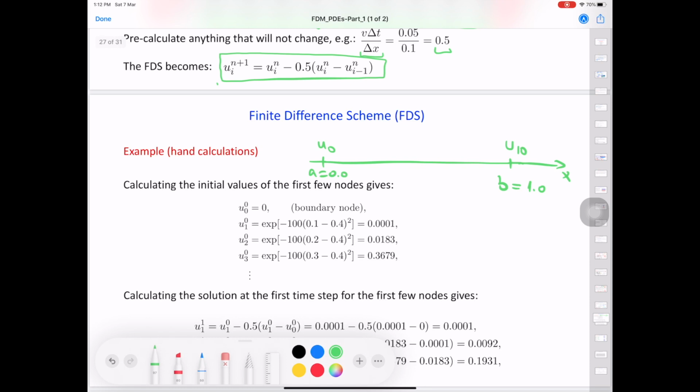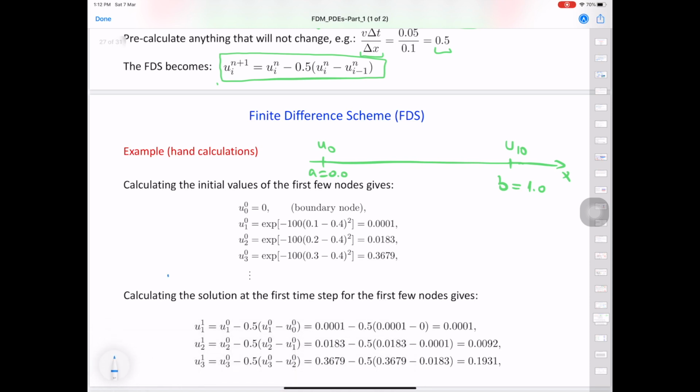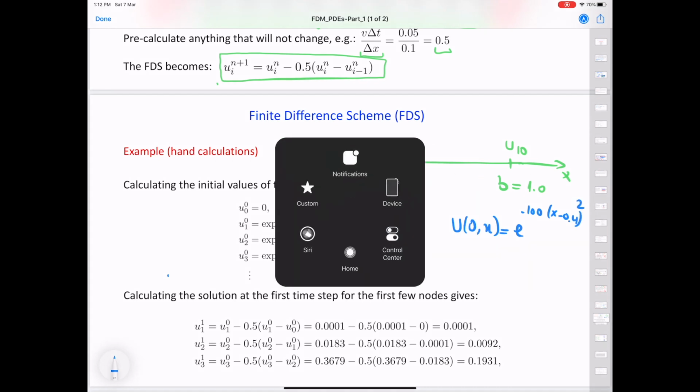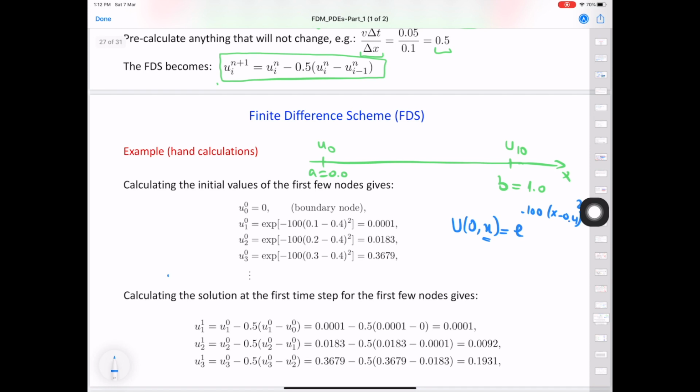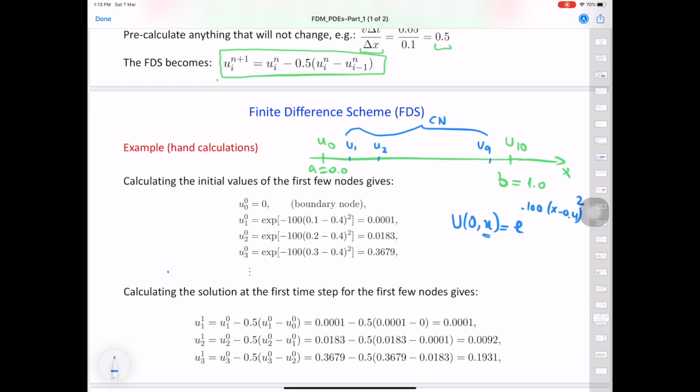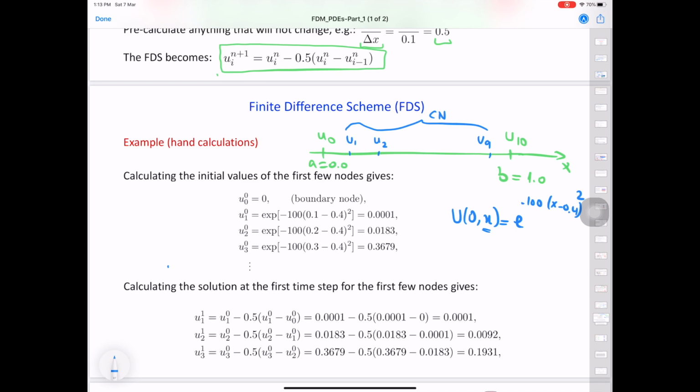Now initially the solution is given as u0 at any node x equal to exponential of minus 100 times x minus 0.4 squared. So we will replace x by x0, then x1, x2, all the way until x10. These are the computational nodes, of course. From the boundary conditions, the concentration at any time at the lower boundary is equal to 0, and at the upper boundary is also 0. So we do the hand calculations.